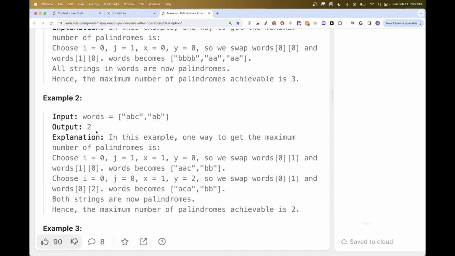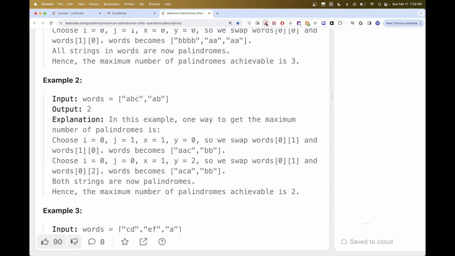And then just to illustrate the idea that you can swap within the same word, let's take this one here. What we can do is swap the second character of the first word with the first character of the second word. So swap this one. Now we'll end up with AAC and BBB. So this one is already a palindrome. Now, the second operation, we can take the second character, A here, and swap it with the last one. So that's what we do here.